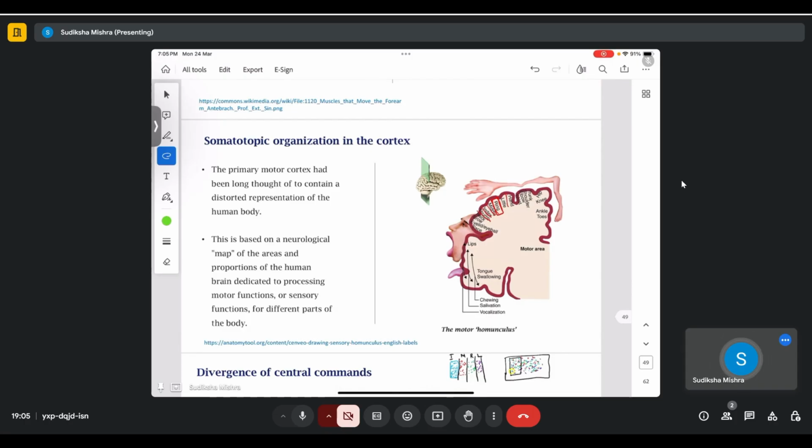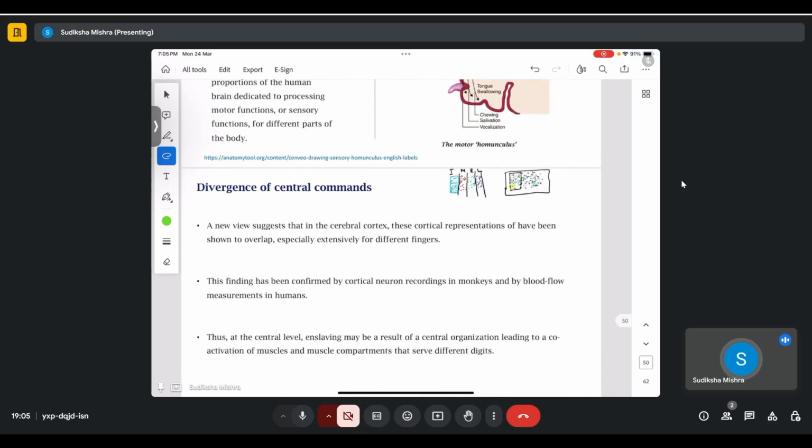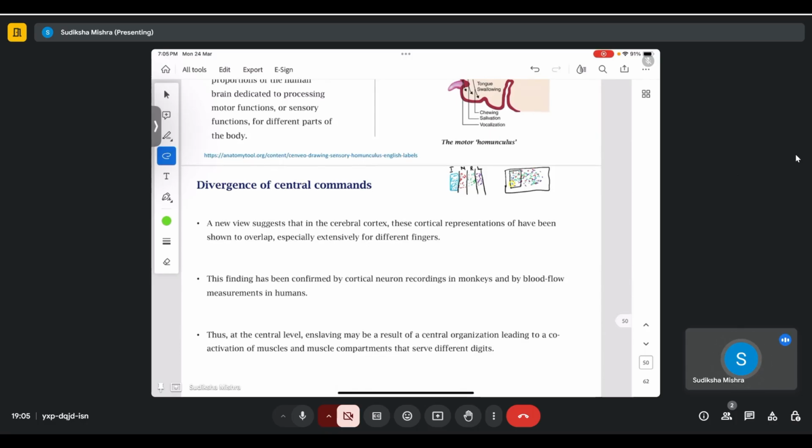And there is a neurological map of the areas which are dedicated to processing motor functions and sensory functions for different parts of the body. Each area is responsible for one single part. However, this is the old view. The new view suggests that these cortical representations might overlap.